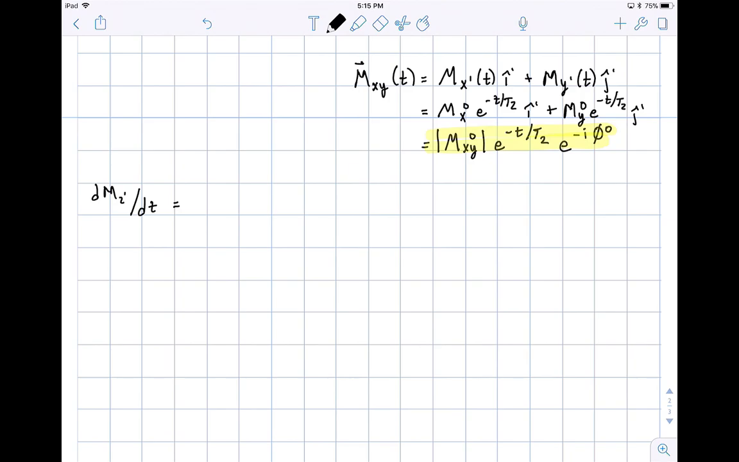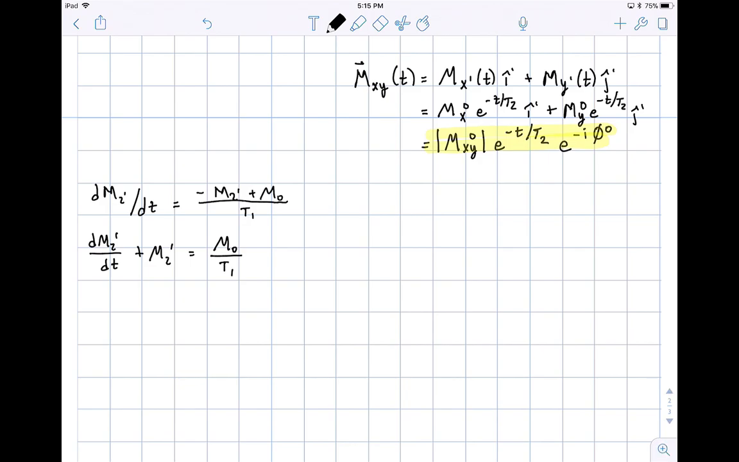And we know from the equation of motion that it just looks like minus m z prime plus m naught, all divided by t1. The question is, how do we go about solving that? I'm going to rearrange some things and talk about a general solution. So I'll collect my mz terms on the left-hand side first. I just have d mz prime dt plus mz prime, and that's going to be equal to this m naught term over t1.